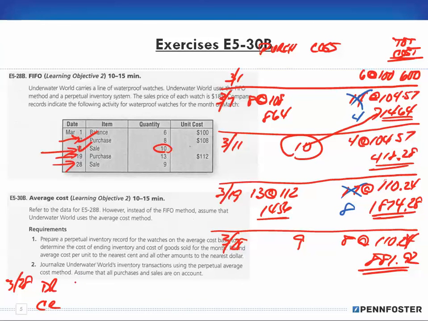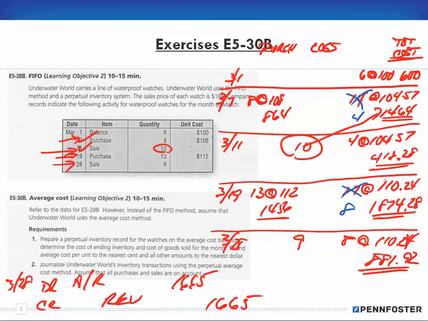So we're making a sale. We're debiting accounts receivable. We're selling 9 at 185. So I have 185 times 9, which is 1,665. And then we're going to credit our revenue for 1,665.